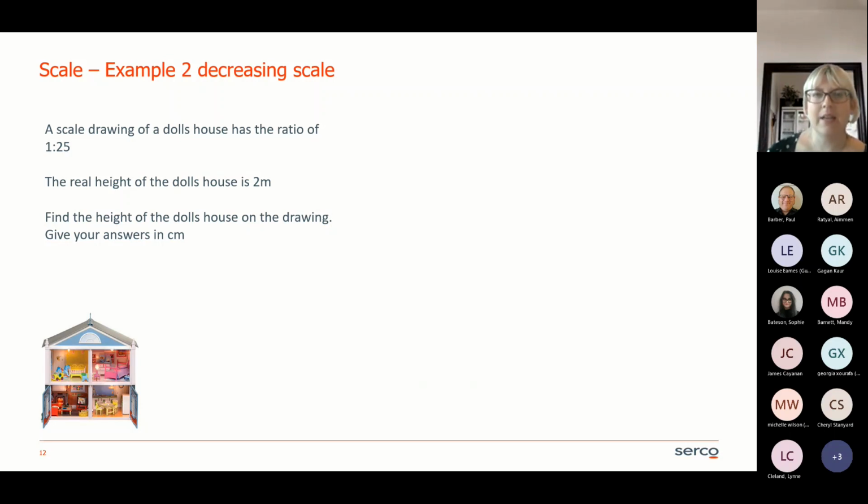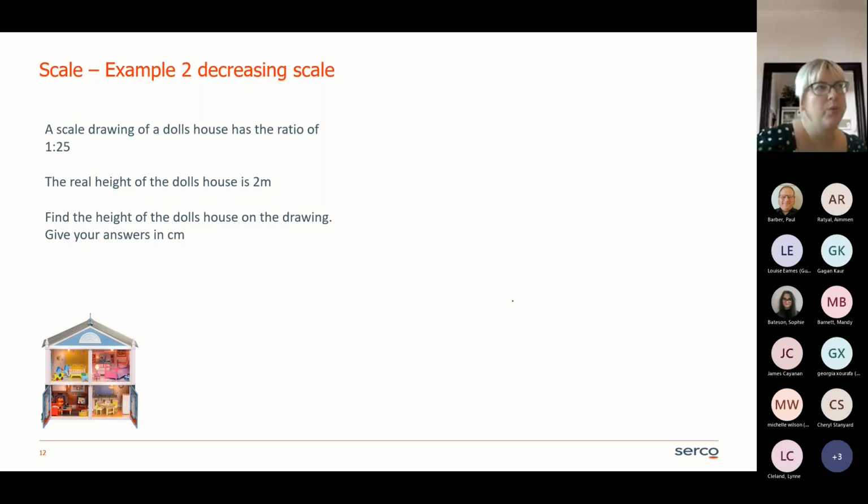Okay, so looking at our second example now, this is decreasing the scale. I mentioned earlier, I gave a little tip. So if we were increasing, we'll be multiplying, and if we're decreasing, we'll be dividing. So for this one then, we've got a scale drawing of a doll's house as a ratio of 1 to 25. That's a very lovely doll's house in that picture, isn't it? The real height of the doll's house is 2 meters. So find the height of the doll's house on the drawing and give your answers in centimeters.